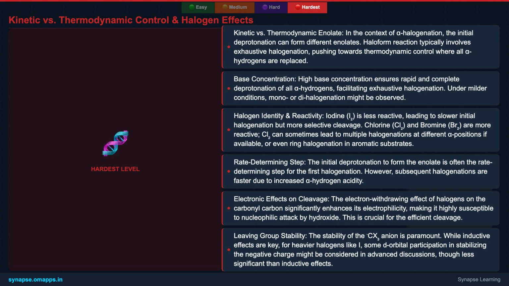The initial deprotonation to form the enolate is often the rate-determining step for the first halogenation, but subsequent halogenations are faster due to the increased acidity of the remaining alpha hydrogens. The strong electron withdrawing effect of the halogens on the carbonyl carbon significantly enhances its electrophilicity, making the nucleophilic attack by hydroxide highly efficient. The stability of the trihalomethyl anion as a leaving group is paramount, primarily due to the powerful inductive effects of the halogens.